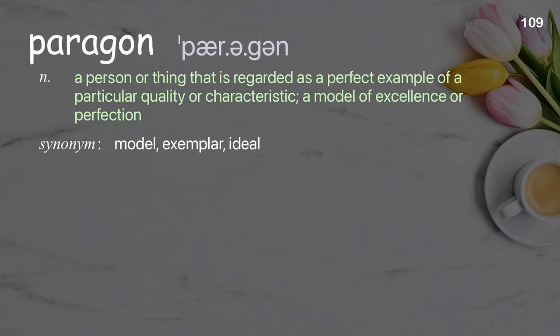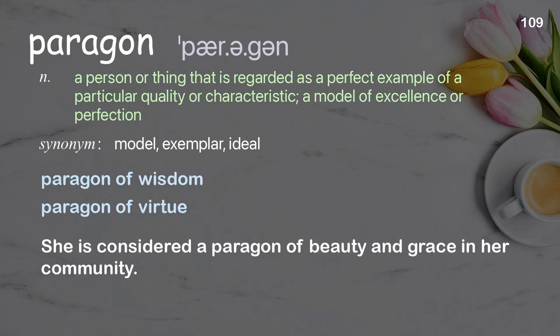Paragon. A person or thing that is regarded as a perfect example of a particular quality or characteristic, a model of excellence or perfection. Examples: paragon of wisdom, paragon of virtue. She is considered a paragon of beauty and grace in her community.